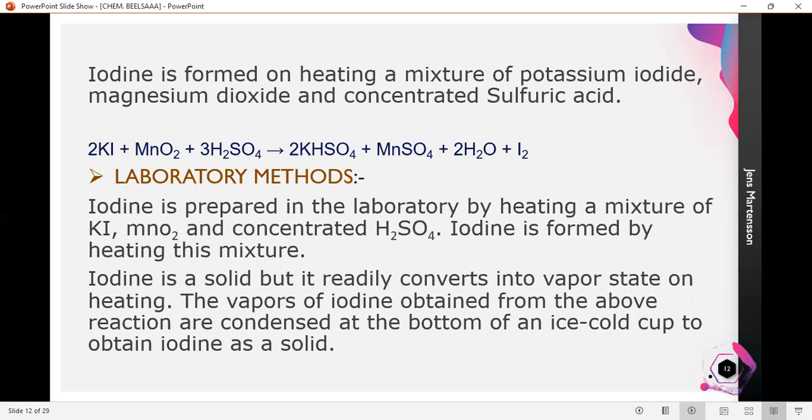Moving on to the laboratory methods of iodine. Iodine is prepared in the laboratory by heating a mixture of potassium iodide, MnO2, and concentrated H2SO4. Iodine is formed by heating this mixture. Iodine is a solid, but it readily converts into vapor on heating. The vapors of iodine obtained from the above reaction are condensed at the bottom of an ice-cold cup to obtain iodine as a solid.